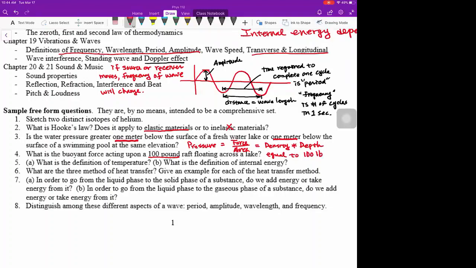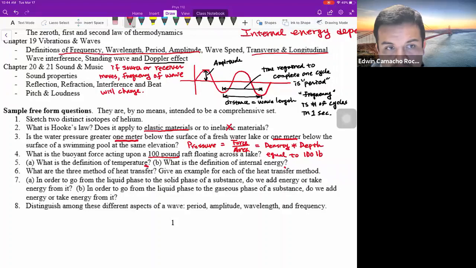If it sinks to the bottom, then the buoyant force is going to be less than its weight. It's going to be smaller than 100 pounds. Okay, the definition of temperature, I already talked about that. For the definition of internal energy, we told you it's going to depend on the mass and also on temperature.